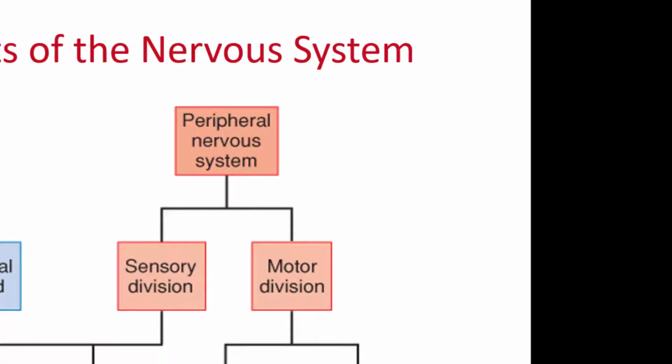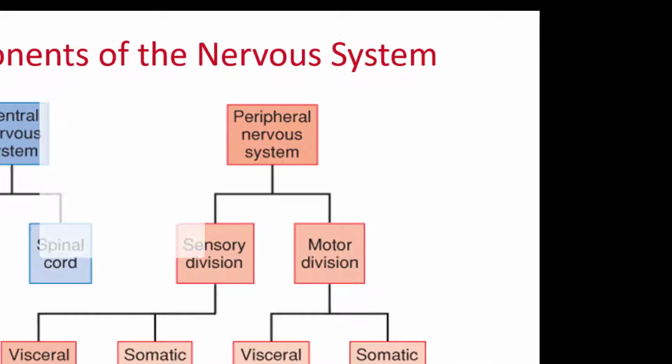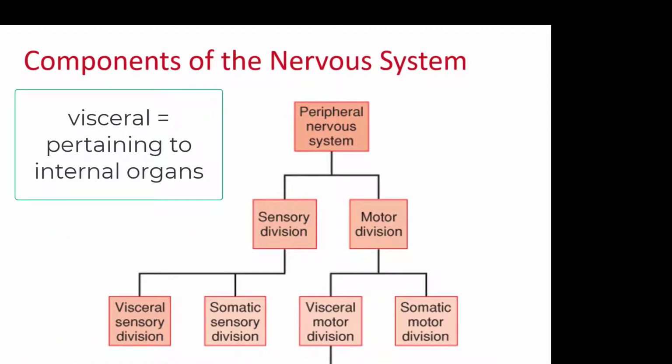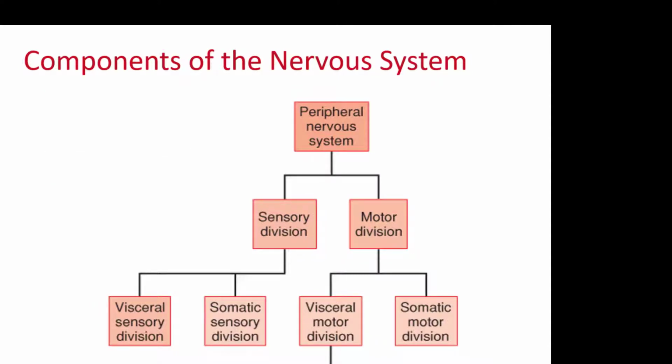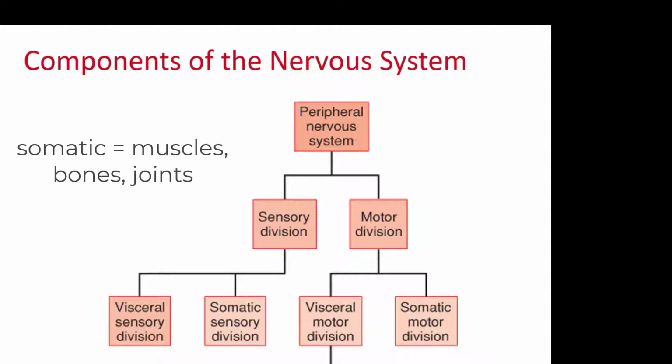The next 2 terms you need to know are visceral and somatic. Remember, visceral means internal organs, and somatic refers to body, or in this case, think muscles and bones. So visceral nerves carry signals from the viscera or organs in the thorax and the abdomen, like the heart and the lungs, the stomach, the intestines, organs like that. And the somatic nerves carry signals from the skin, the muscles, the bones, and the joints.